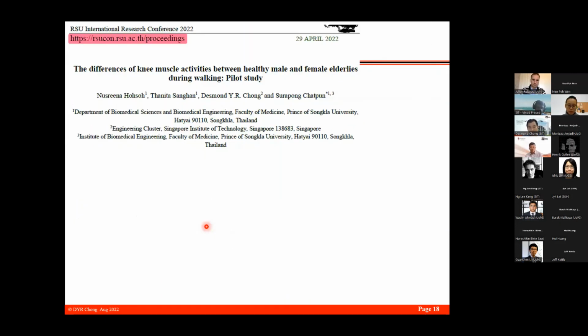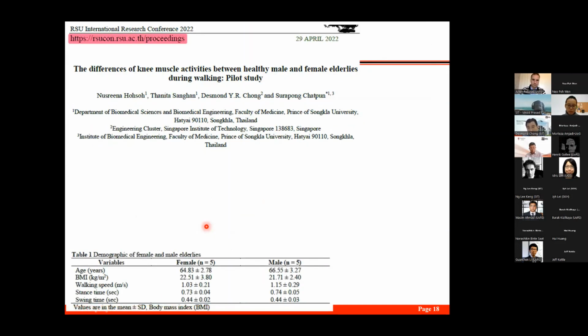So in terms of the research, I also collaborated with a group of clinicians and biomedical engineers with Prince of Songkla University, Thailand. So again, when we wanted to compare post-stroke patients with the healthy subjects, first you must actually recruit healthy subjects, you know, to gather the normal data. So the group from Thailand, they wanted to collect the data which is actually more towards their own demographics. So they actually look into the difference in the knee muscle activities during walking between healthy male and female elderly. Right. So with that, of course, they recruited some of the patients.